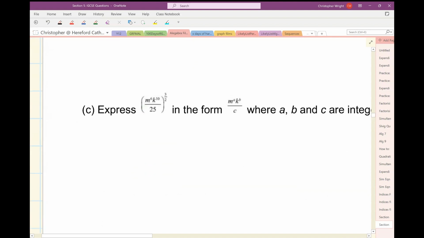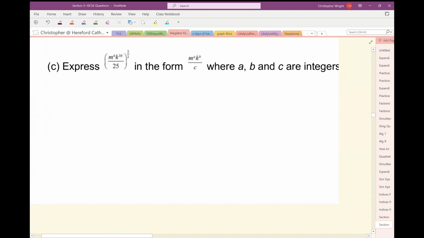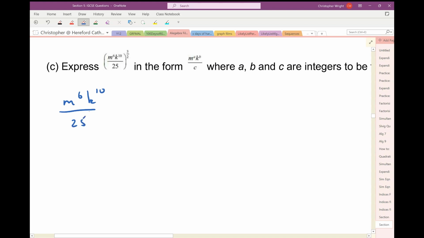Part C. Express that expression in the form m to the something times k to the something over something. Right, let's have a look. So we've got m to the 6, k to the 10 over 25, and all of that is to the power 3 over 2. Right, so the top to the power of 3 over 2.